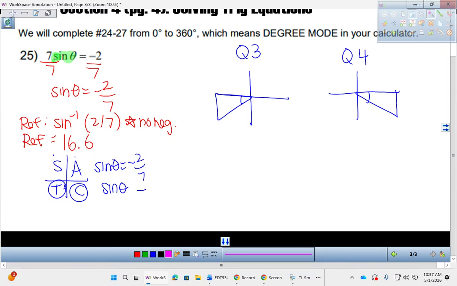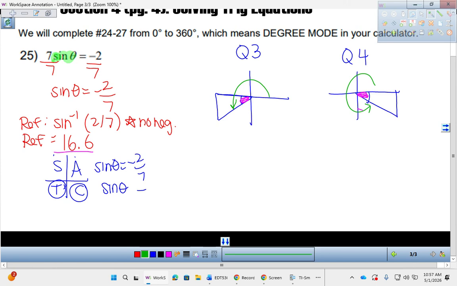So this pink angle right here, that angle is the 16.6 for this one, for both of those triangles. What I need is the green. You can see it's going to be different for each of those.